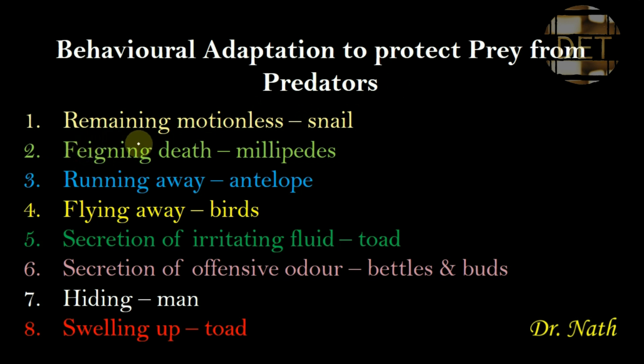Number one is remaining motionless. This behavioral adaptation is seen in snail. When a snail is moving, if it comes in contact with a person or if a person touches it, it will simply go motionless. That is the way it manages itself, it behaves, in order to protect itself from predators.